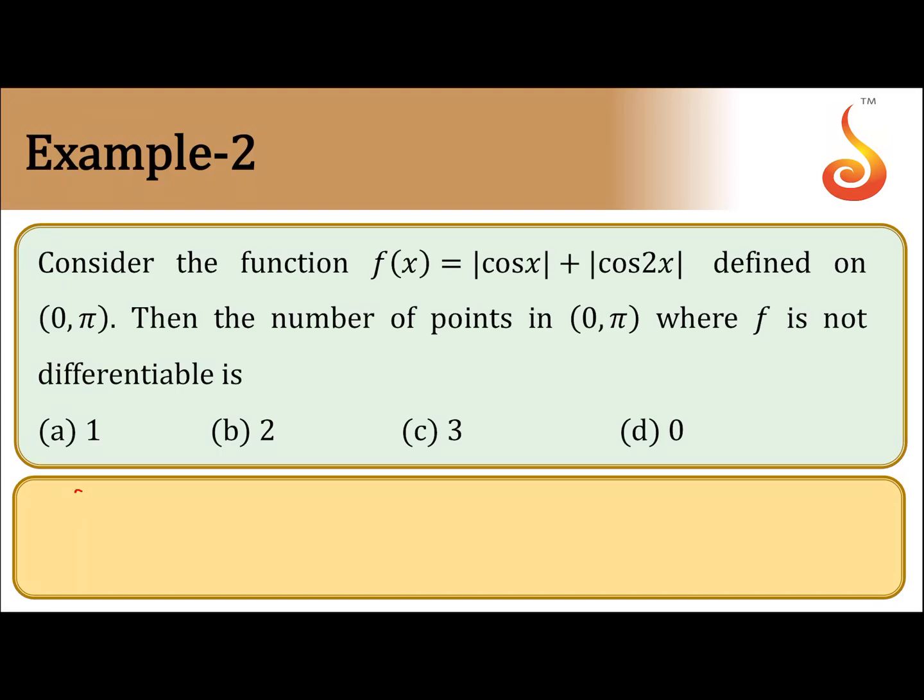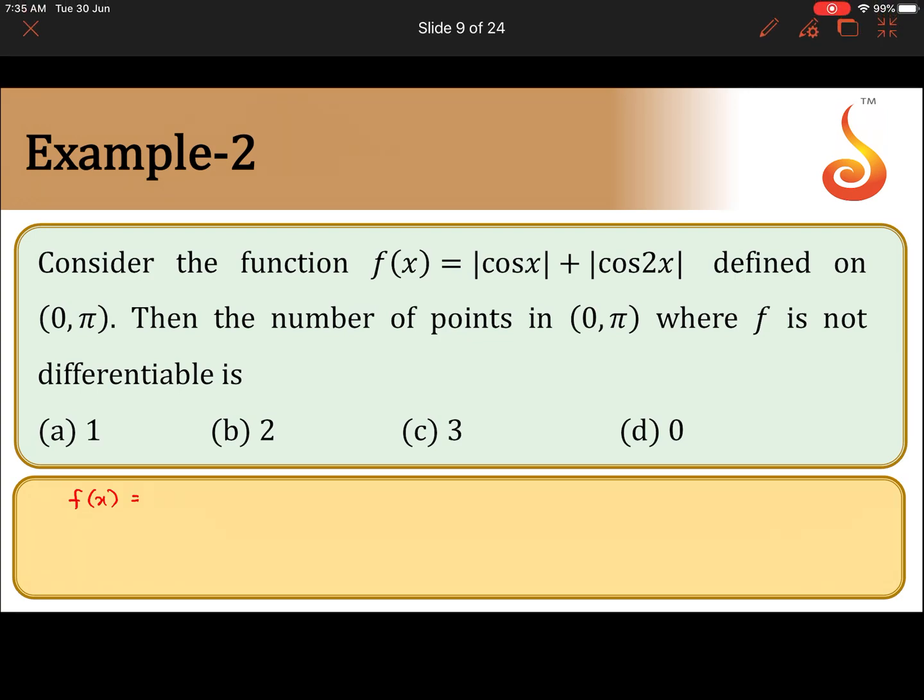2x. Okay, now what we do is f of x is equal to what is given to you? Mod cos x. Now, if we draw the graph of cos x, it is positive in first quadrant, negative in second quadrant. This is first quadrant, this is second quadrant, this is third quadrant. We require up to 0 to pi only.